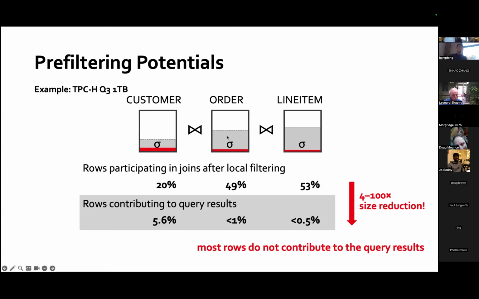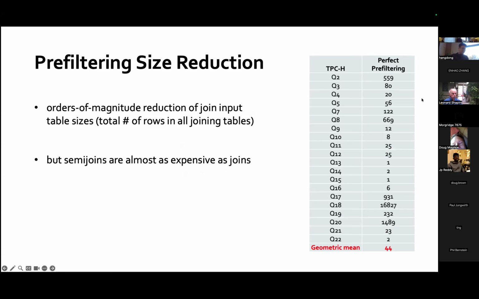Useful meaning that if you forget about this gray part, you can still execute the join and get the correct result. So for line item, especially the largest table, less than 0.5% of the tuples are useful for this query. So this is a massive size reduction. The conclusion for this query is that most rows we've seen do not participate in the query results. Cool. So there's also a term for this. We call this contributing, and this is dangling tuples. But that's just some jargon.